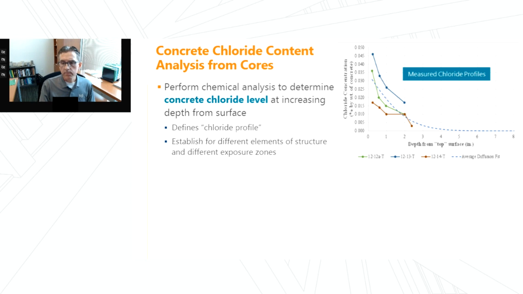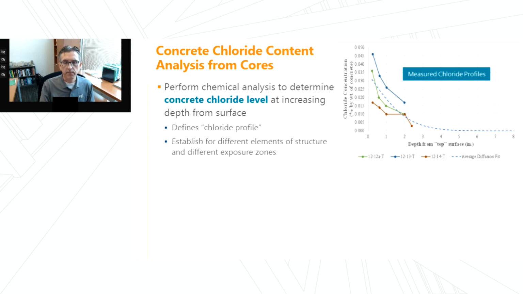We'll also perform testing to establish the chloride levels in the concrete of the cores. And here we're going to collect powder samples out of the cores at increasing depths measured from the top surface of the core. And this gives us a chloride profile, or a concentration with depth through the thickness of the core, or at least the top portion of the core.